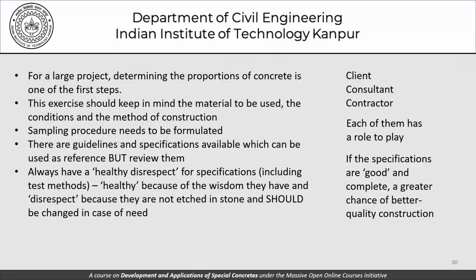So now, if we go back to this slide, I suppose you have a better idea of what was being talked about. That the proportioning of concrete is the first step, and this exercise has to be carried out keeping in mind the materials, the conditions, and the methods of construction to be used. Sampling procedures need to be formulated, reformulated. The guidelines and specifications for preparation of specimens, for carrying out quality control tests need to be reviewed, and the whole idea of a healthy disrespect.